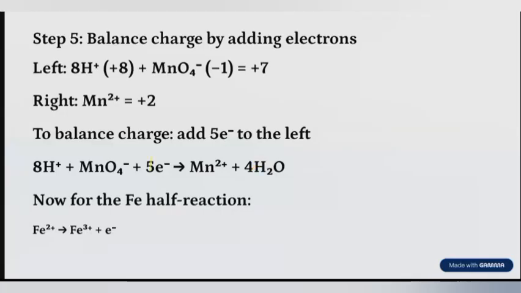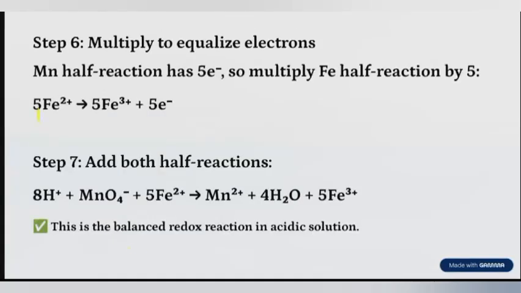So now the one that's at the back of this one is 5, so you use it and multiply everything here. 5 times this is going to change this one to 5 FE, and 5 times this changes this one to 5 FE, and 5 times this changes this to 5E. You get? So that's why we have 5 Fe2+, 5 Fe3+, and 5E here.